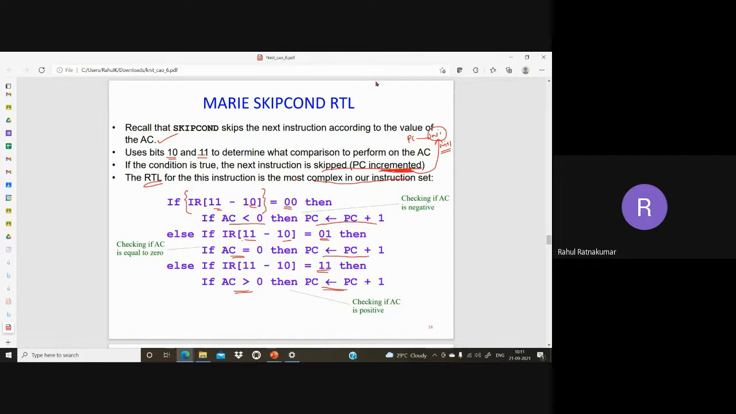So if it is a skip count instruction, check the 11th and 10th bits. If they are 0, 0, check if the accumulator is less than 0 or negative. If they are 0, 1, check if the accumulator is 0. If true, jump. If they are 1, 1, check if the accumulator is greater than 0 or positive, then jump.